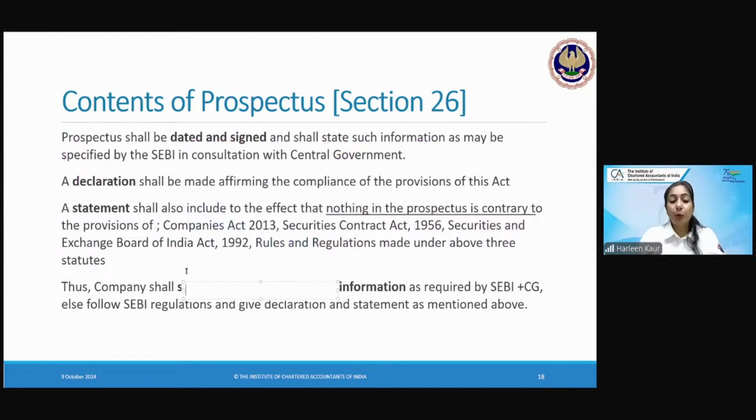Abhi, there is still the task. Company shall submit the reports and financial information as required by SEBI and CG, else follow SEBI rules and regulations and give declarations. So where SEBI and CG have told you that you have to follow them, there you have to follow all of them. Otherwise, where the CG is silent, you simply have to follow the SEBI regulations. Whatever declaration and statement has to be given by SEBI, you have to follow those declarations. Is that clear?